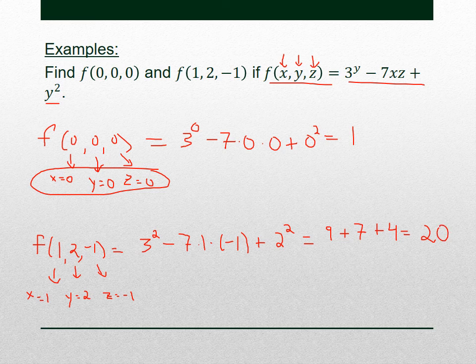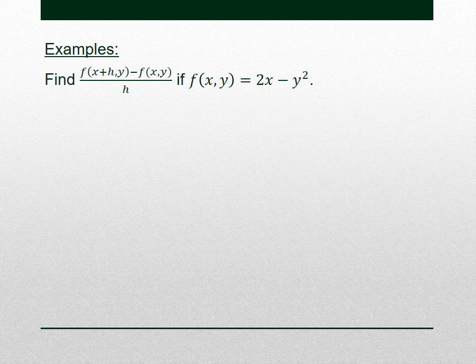So what is that? Oh, that's 20. So that's the output for 1, 2, negative 1. The output is 20. All right, how about I'm going to give you a function of 2 variables, but what I want you to do is find something like this.